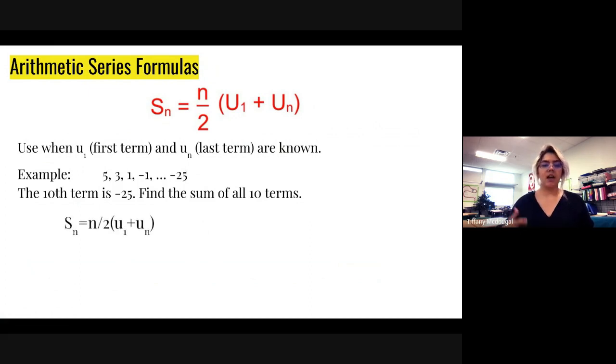So again, I have my formula. I'm going to plug in. So I get S10. I want the sum of 10 terms is equal to 10 over 2, u1 plus u10. So you see I swapped out the un for u10.